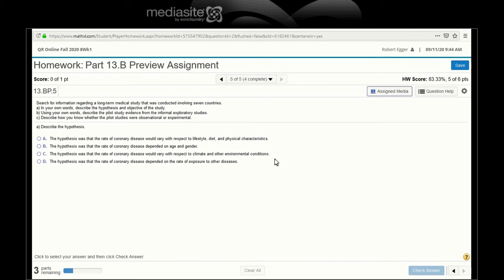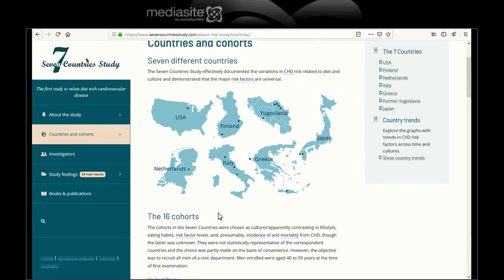Okay. Search for information regarding a long-term medical study that was conducted involving 7 countries. In your own words, describe the hypothesis and objective of the study. The hypothesis was the rate of coronary disease with respect to lifestyle, diet, and physical characteristics. Or the rate of coronary disease depending on age and gender. Or with respect to climate. Or the rate of disease exposed to other diseases. Okay, now the whole study was lifestyle, diet, and physical characteristics.